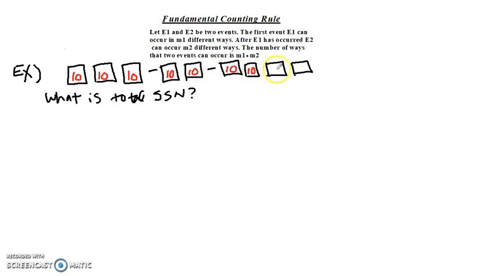And according to the fundamental counting rule, if you want to find the total number of ways you can have the social security numbers here, you just have to multiply them all. So what we have here is 10 times 10 times 10.